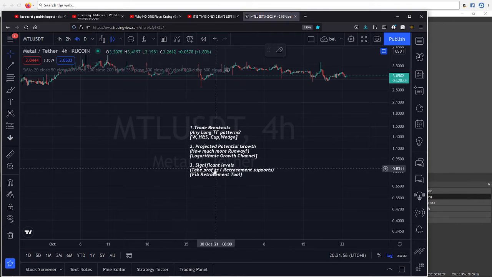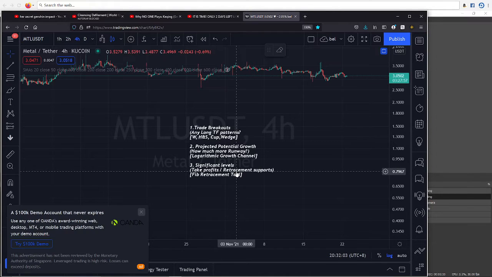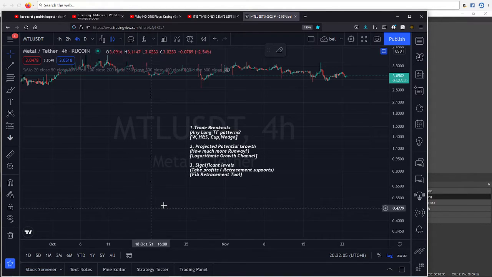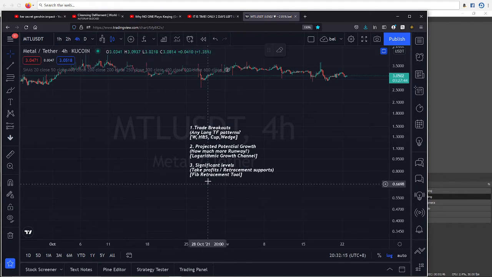And the third one, what are the significant levels in this chart? Because you need them to take profit, and you can use them as retracement supports. So you know whether the trend has really broken down, or is still valid even though it's just doing a retracement. Is it merely a retracement, or is it breaking down? With that, we can use the Fibonacci retracement tool.